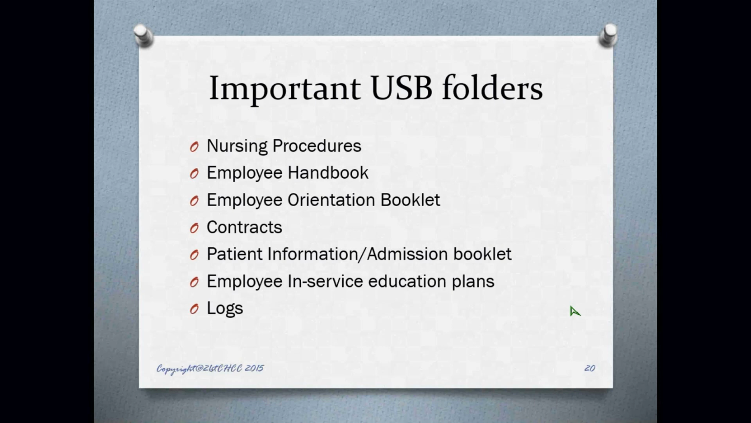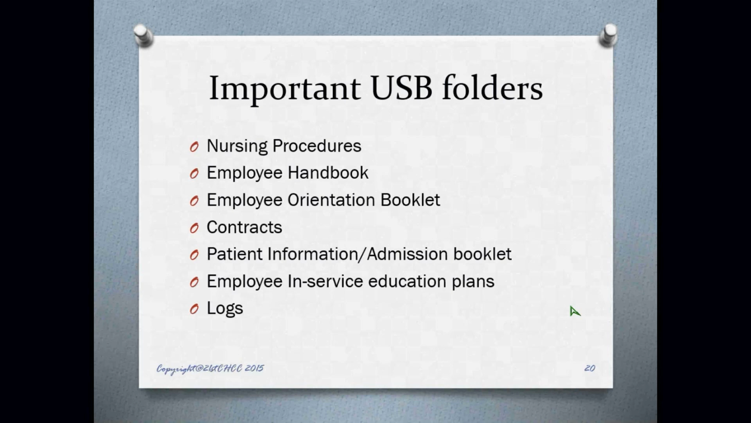You also have on there your employee handbook and your orientation booklet. And again, those are ones that you're going to need to have access to, so that as you hire employees and you orient them, they're either going to need to have a hard copy, or they're going to be able to at least read that on the computer. Contracts are there, so that if you need a contract for your medical advisor, an independent contractor, a therapy company, all of those contracts are there.